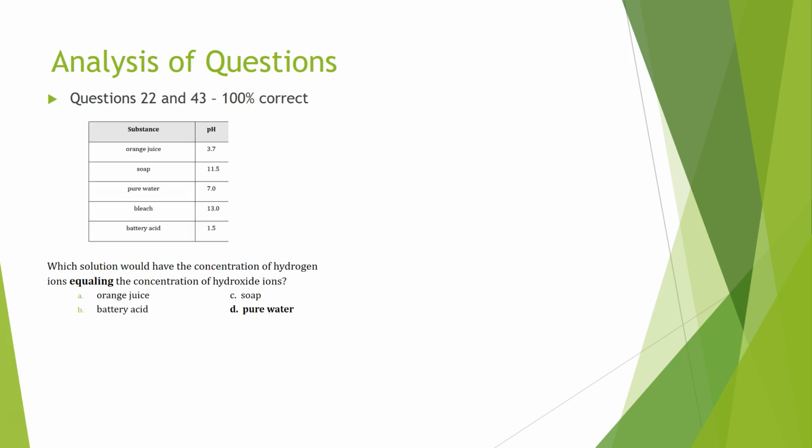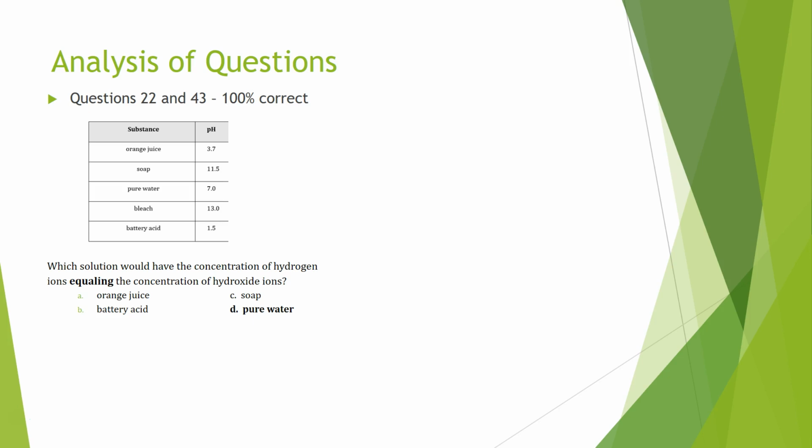The two questions that I would look at in terms of percent correct, because it was a very high percent correct, 100%, would be number 22, which is on the screen now. They just had to identify which of the solutions would have equal amounts of hydrogen and hydroxide ions in terms of their concentration. So they should have known that equal amounts would have been a pH of 7, and that would have been pure water for this one.